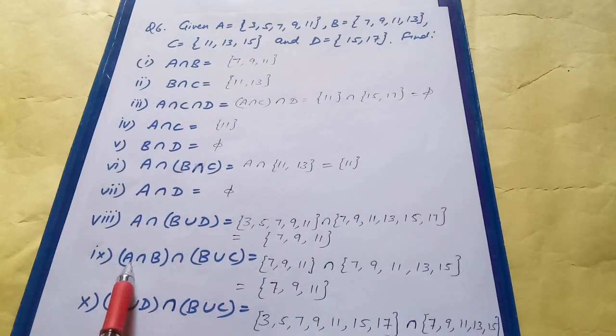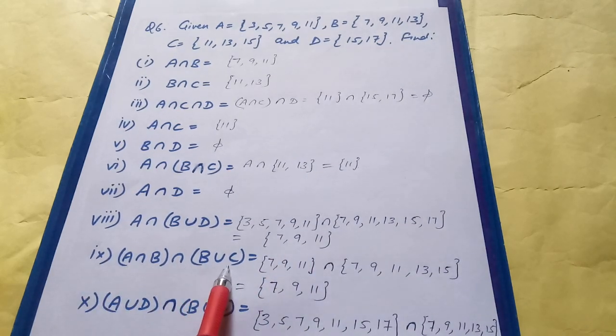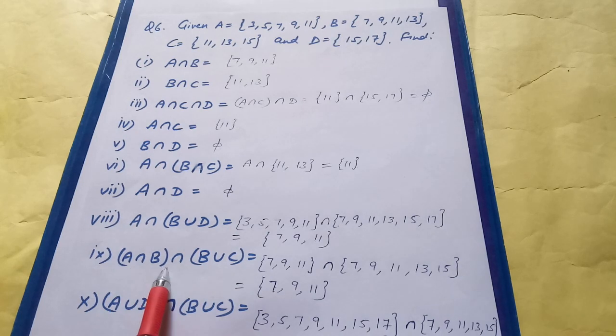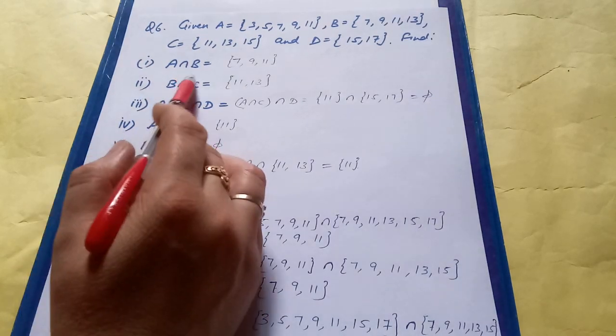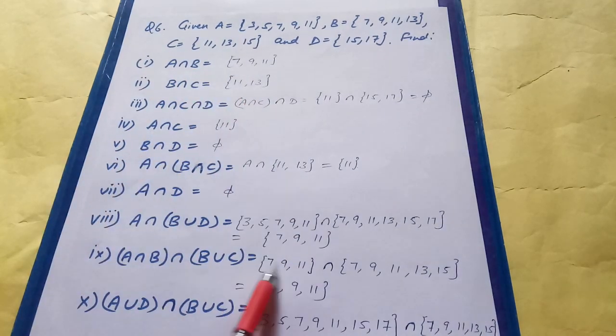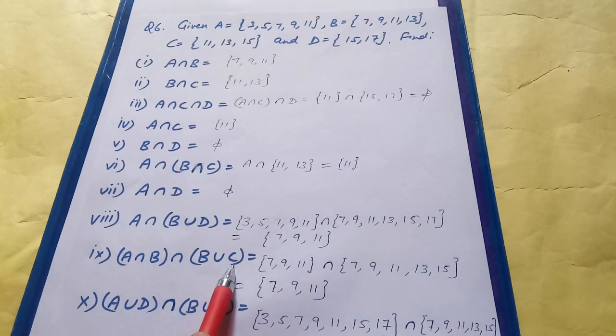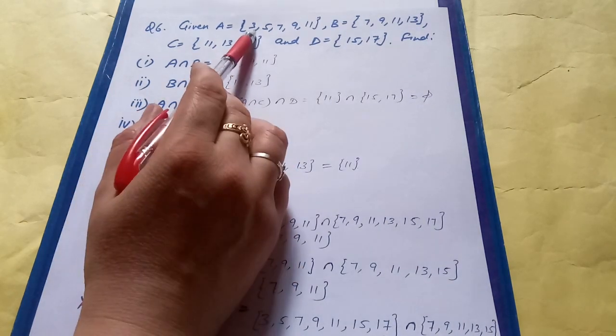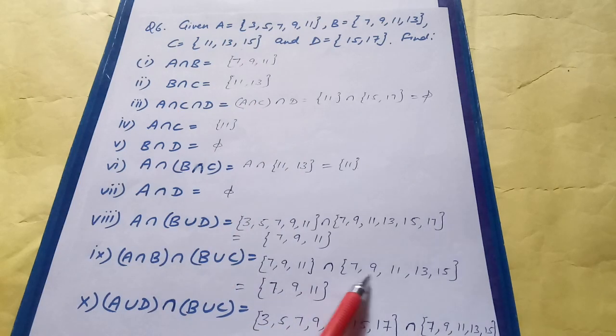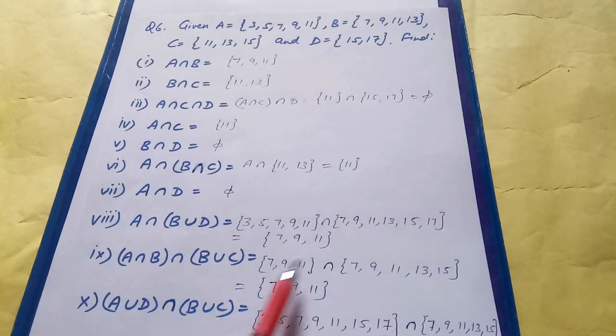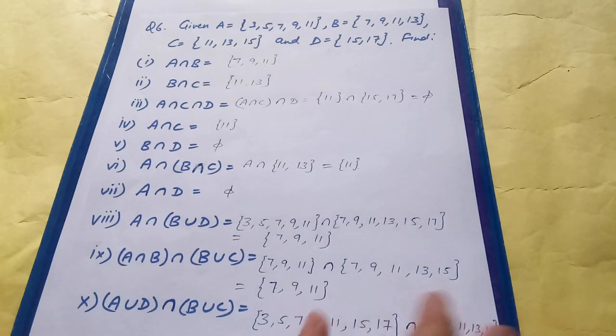In ninth part, A intersection B union C. Now firstly take A intersection B. In first part we have already calculated, that is 7, 9, 11. And B union C. So take the union of B and C, that is 7, 9, 11, 13, 15. Now take the intersection of these two sets, that common elements between these two sets are 7, 9, 11.